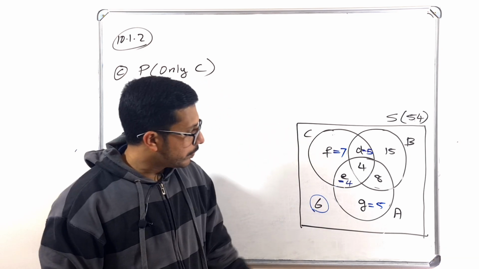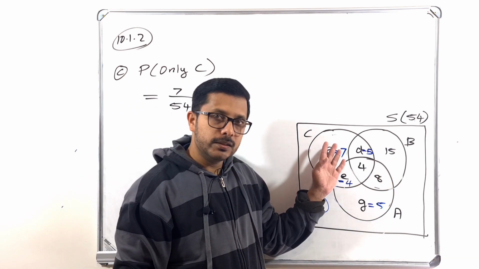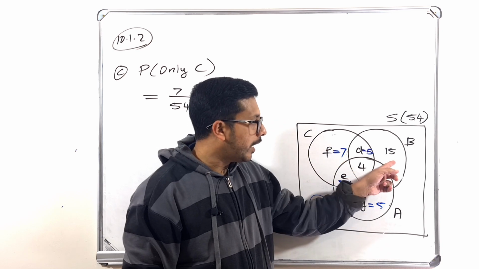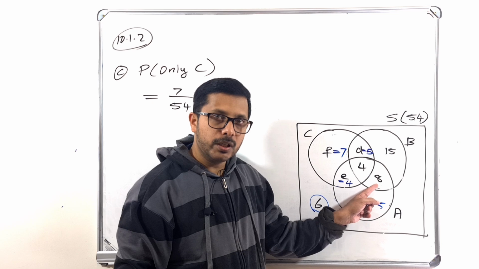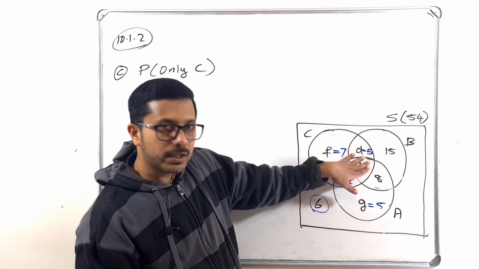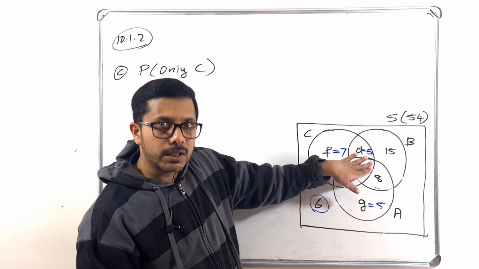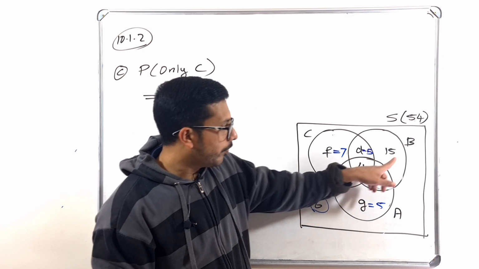Okay, look at this one. A and B but not C. A and B. A and B means what? This area, 4 plus 8 all. Okay, but if it is not to C, then don't include this 4, because that 4 is a part of C. So what is remaining? 8. You understand? Okay, one more.